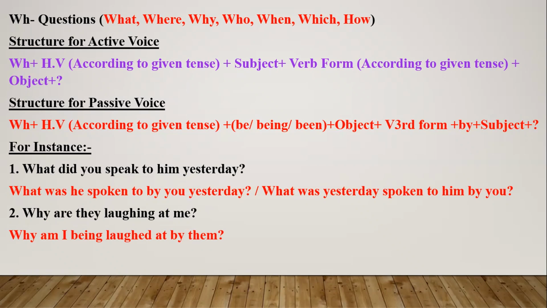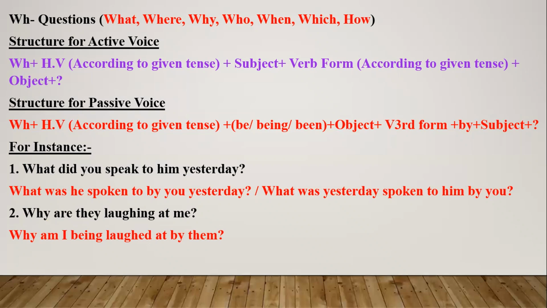First of all, you have to choose which WH word you are going to use in your sentence. You have to put it in the beginning. After WH, we have to use a helping verb according to the given tense. Basically, it depends on which tense you are going to use to make a question. After that, we have to use the subject and the form of the verb. Obviously, it will be according to the tense. So if you are using present simple, obviously you will use the helping verb do or does and the first form of the verb, and then the object and question mark.